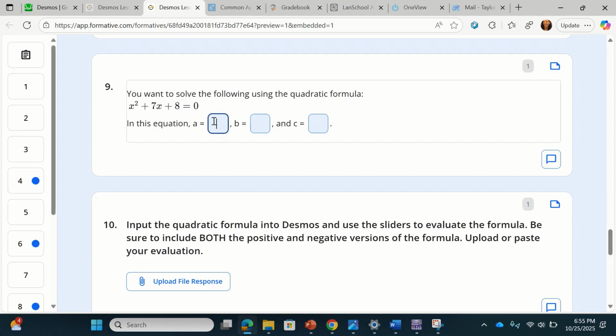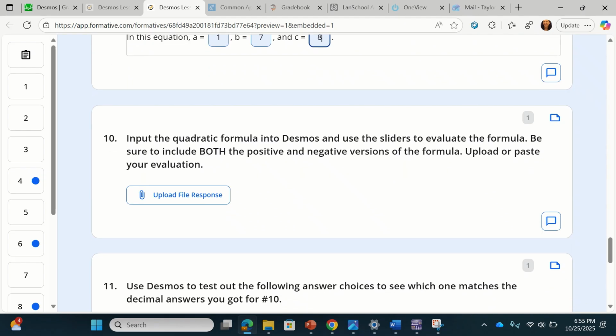So A is always the number that goes with the x squared. So this would be 1x squared. My B is the 7 and the C is the 8, okay? And we want to remember that A is equal to 1, B is equal to 7, C is equal to 8.